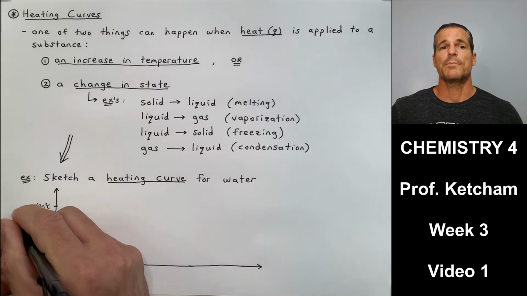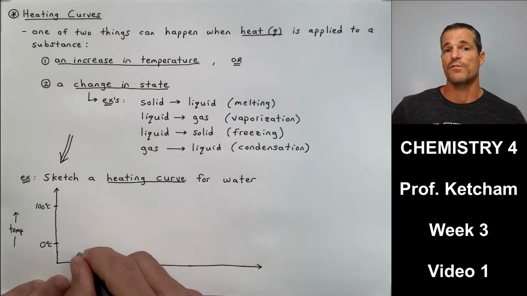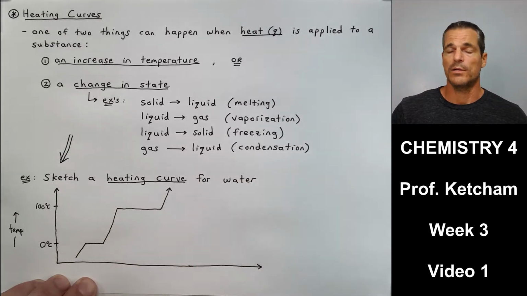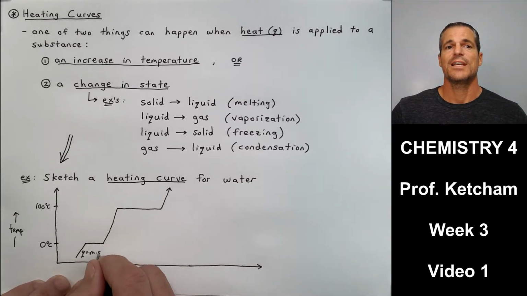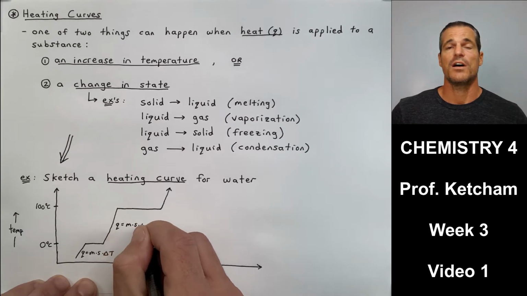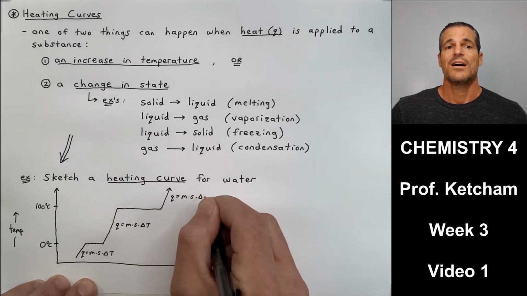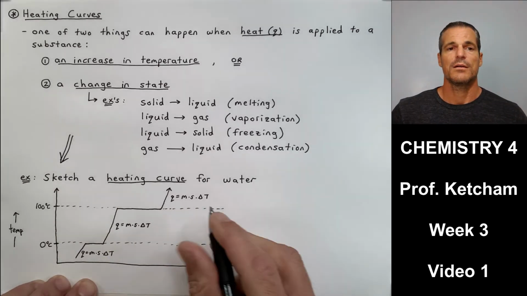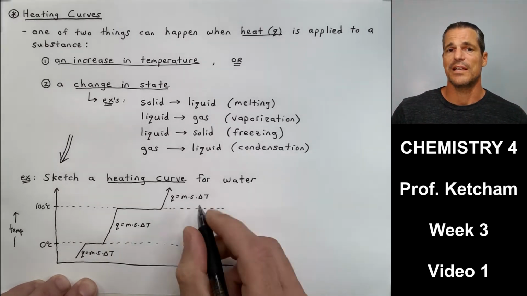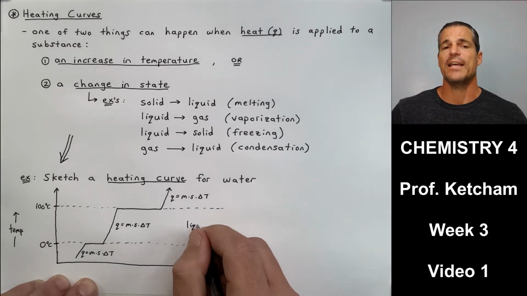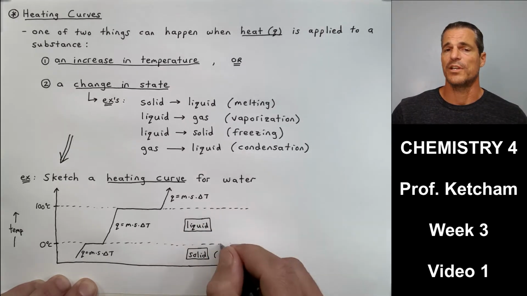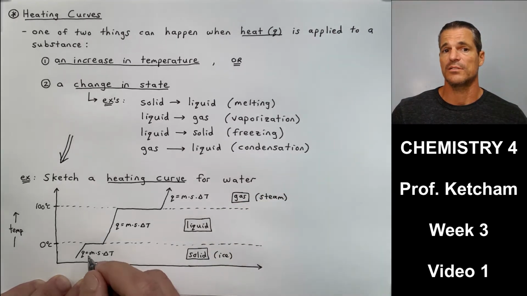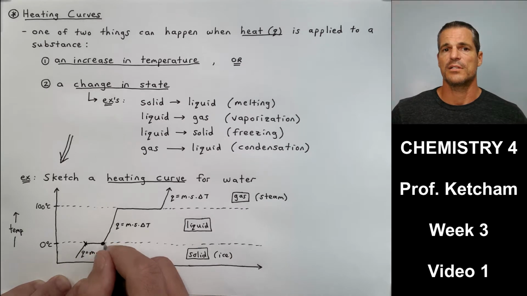So what I'm doing here at the bottom of page 1 is sketching a heating curve for water. Water, we know, has a freezing point or melting point of 0 degrees Celsius, and a boiling point of 100 degrees Celsius. On the slanted parts of the curve, this is temperature increasing as I apply heat. The two flat areas of the curve are when I'm doing a change of state. And for water, those changes of state occur at 0 degrees Celsius and 100 degrees Celsius.